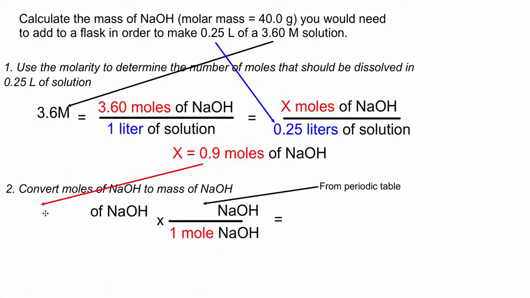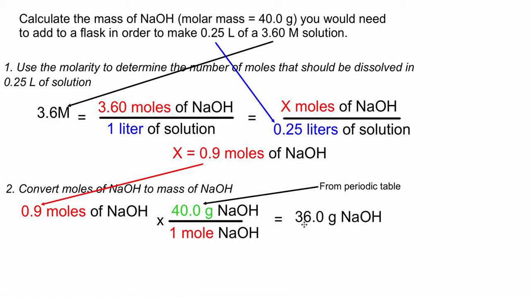We're going to take our 0.9 moles and cancel out moles, put 1 mole down here, and then look on the periodic table and look up the molar mass of sodium hydroxide. Now I also gave it to you in the problem, but if you didn't have it in the problem, you'd have to depend on the periodic table. When you look up 1 sodium, 1 oxygen, and 1 hydrogen, you get 40 grams. So you do 0.9 times 40 divided by 1 equals 36 grams.